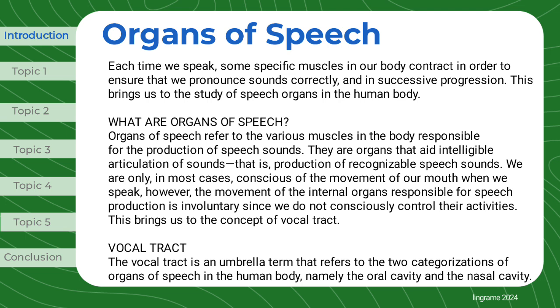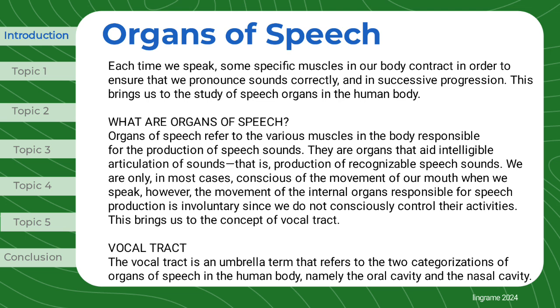Organs of speech refer to the various muscles in the body responsible for the production of speech sounds. They are organs that aid intelligible articulation of sounds, that is, production of recognizable speech sounds. We are only, in most cases, conscious of the movement of our mouth when we speak. However, the movement of the internal organs responsible for speech production is involuntary since we do not consciously control their activities. This brings us to the concept of vocal tract.